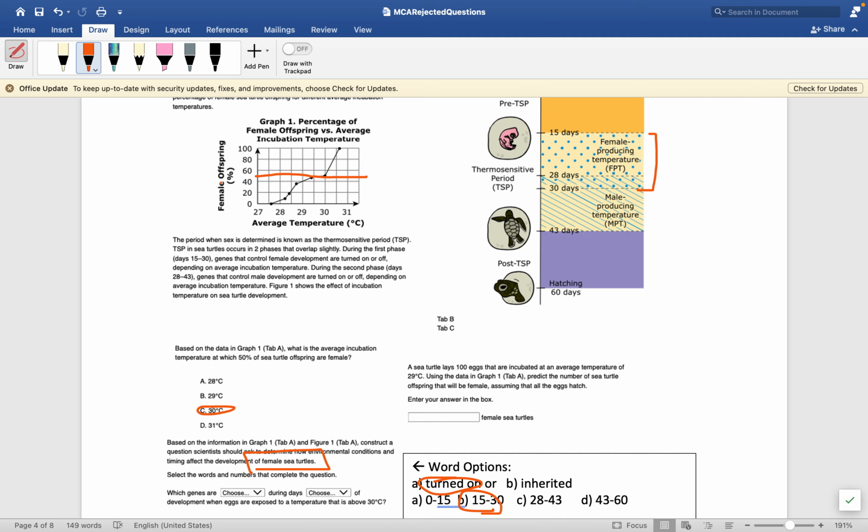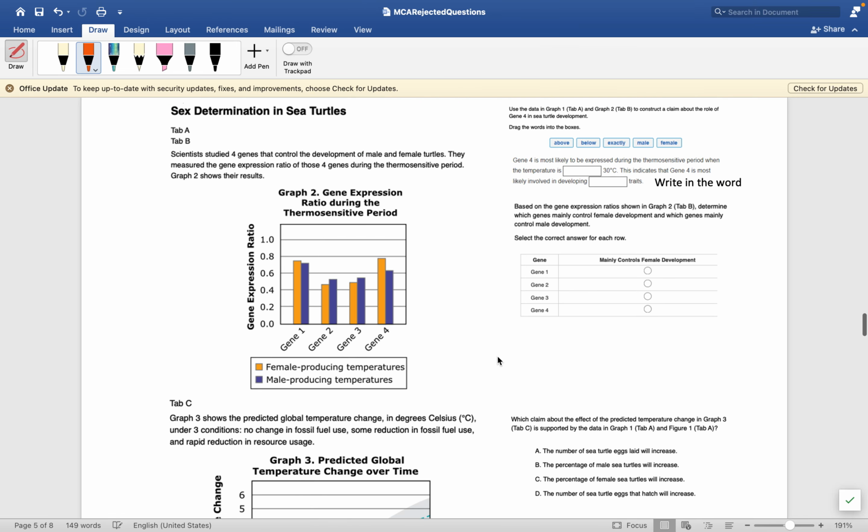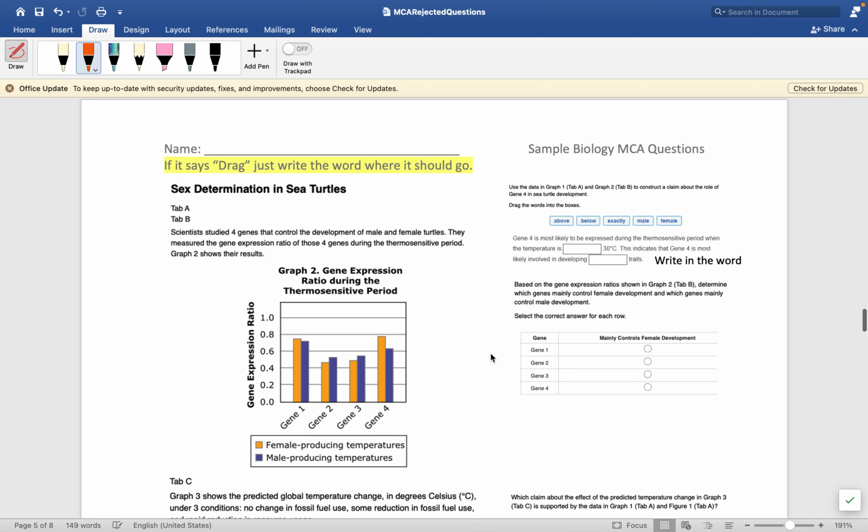All right, a sea turtle lays 100 eggs that are incubated at an average temperature of 29 degrees. Using the data in graph 1, predict the number of female sea turtles. So we just find 29. Nope, I'm using my graph wrong. My bad. Here's 29 degrees Celsius. I'm just going to move up here, and there's my answer. It's going to be 40. I'll have roughly 40% female sea turtles, and out of 100, it's 40. So what's 40% of 100? 40.